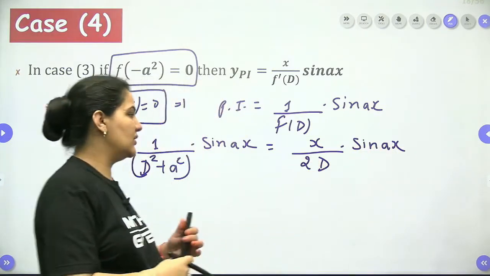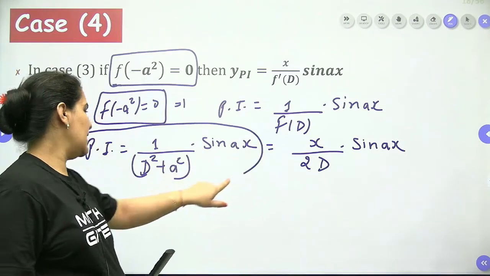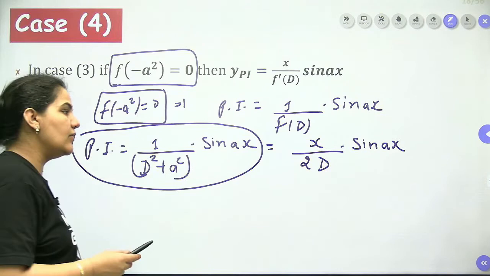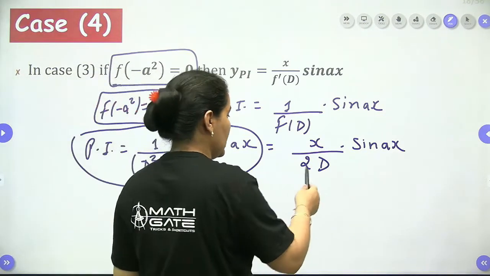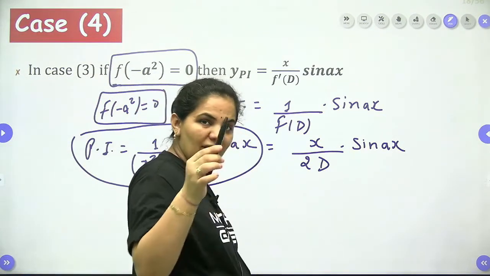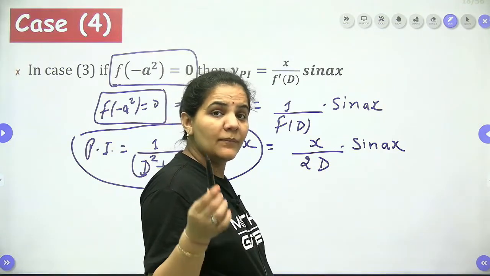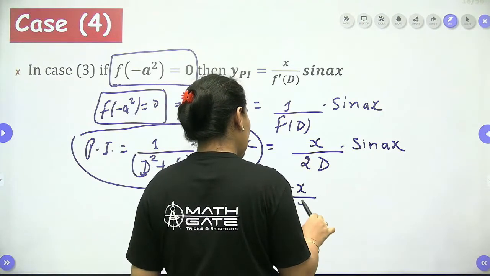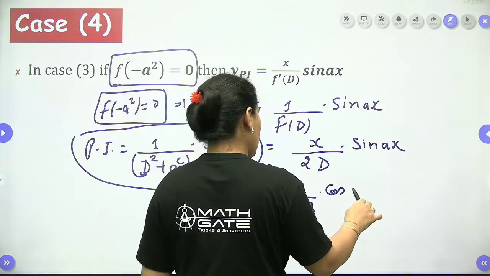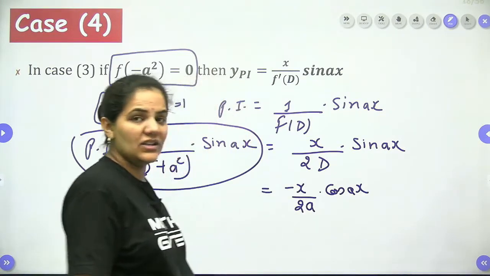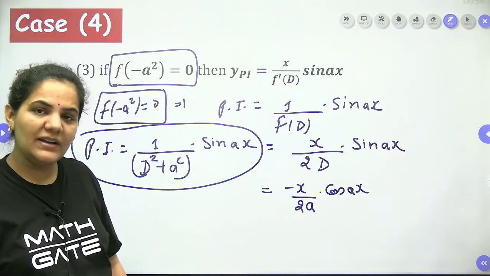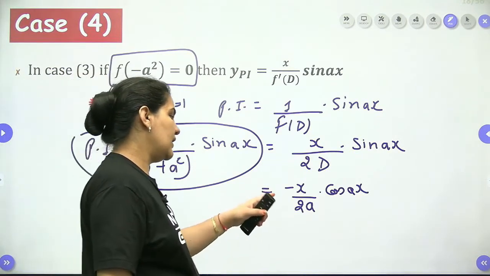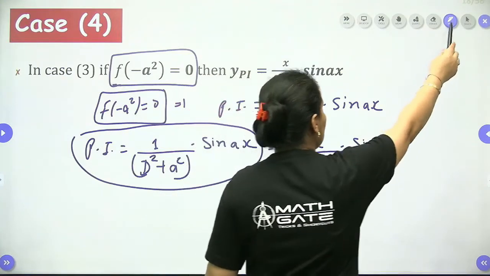You can write down this approach as x by 2D into sine of ax, dear students. Now what exactly is the meaning of x by 2D into sine of ax? Even 1 by D, as I already told you, means you have to find the integration of sine of ax. So more and more you can write down minus x by 2a into cos of ax. Why? Because we know the integration of sine x is equal to minus cos x. So we can write minus x by 2a into cos of ax.